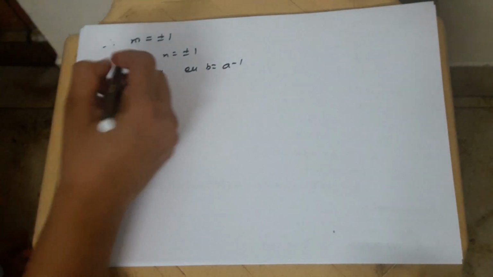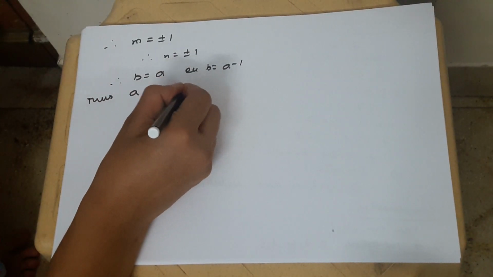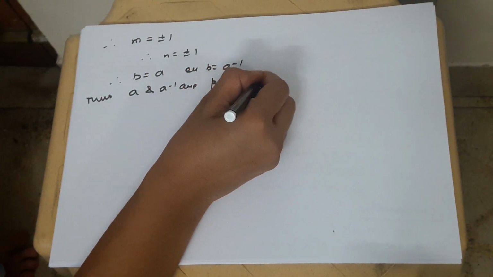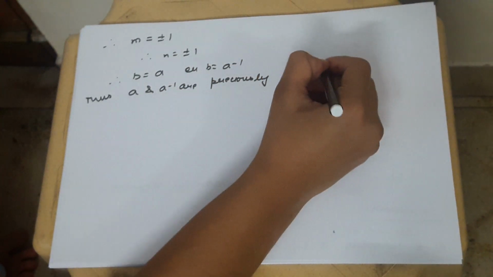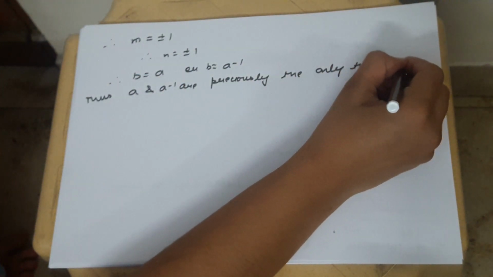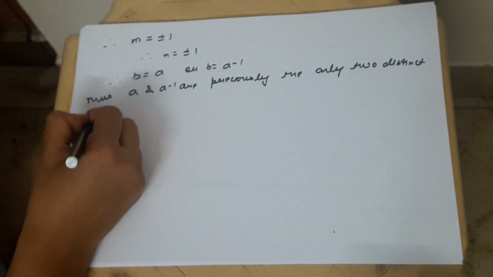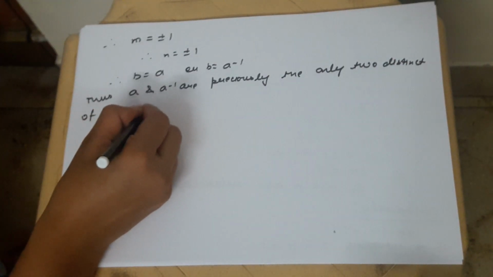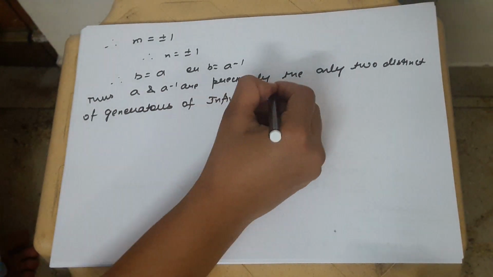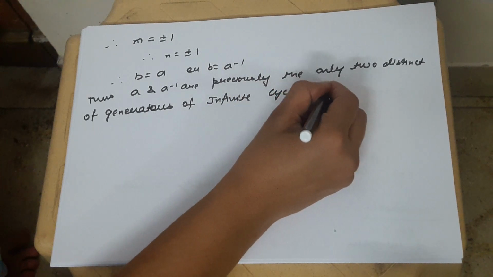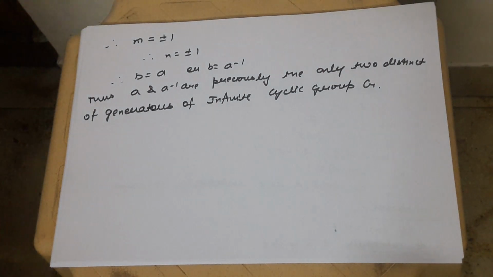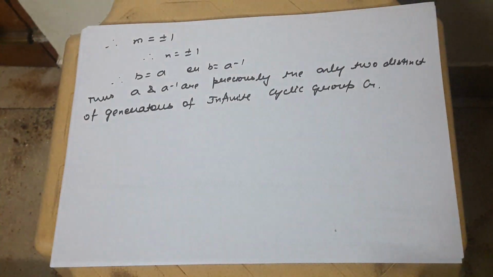Thus, a and a inverse are precisely the only two distinct generators of the infinite cyclic group G. These are the only two distinct generators of an infinite cyclic group G.